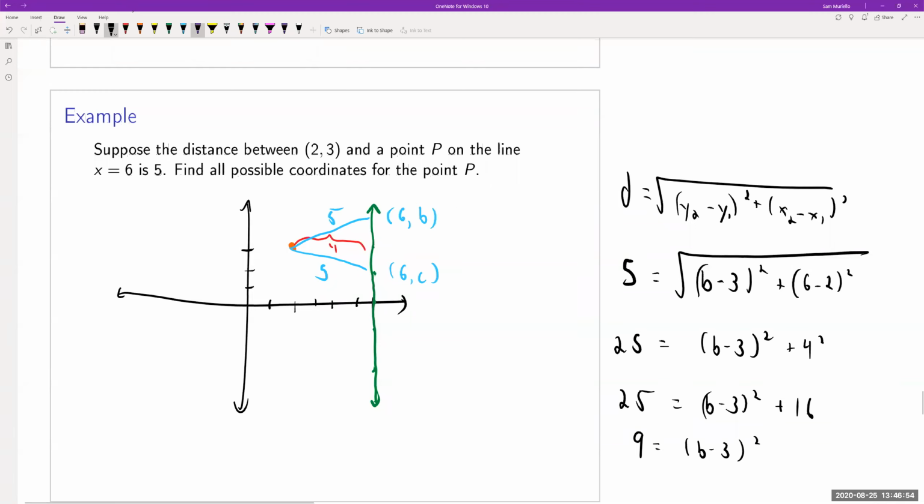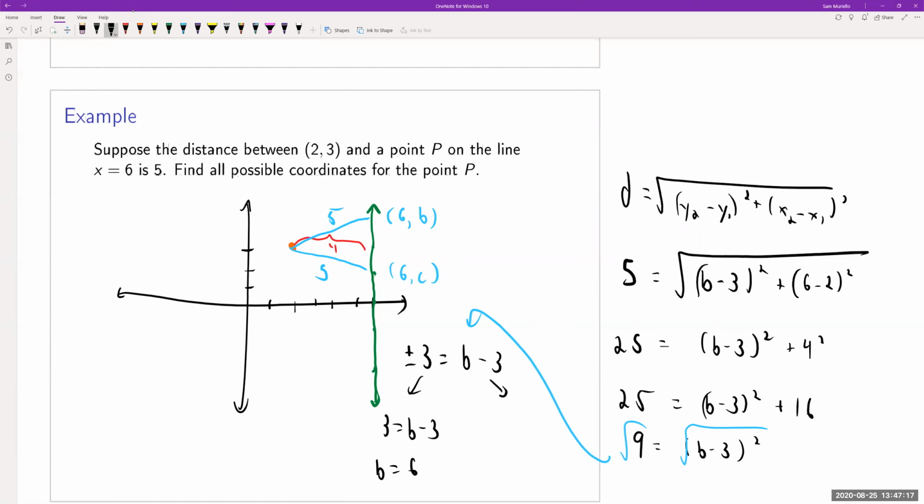And I can now square root both sides. Make sure you're very careful in this step, because when I take a square root, what I need to remember is a plus or minus sign. So plus or minus 3 is equal to b minus 3. Let's treat this as two different problems where 3 equals b minus 3, which means b is 6. Or also, I could consider negative 3 is equal to b minus 3, which gives me b is equal to 0.